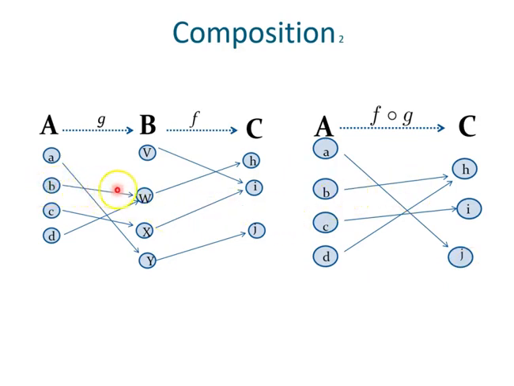B, apply g, you go here, then apply f, you go here. So the composition sends B to H. And we draw the remaining arrows like that.